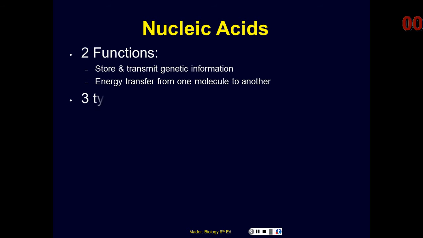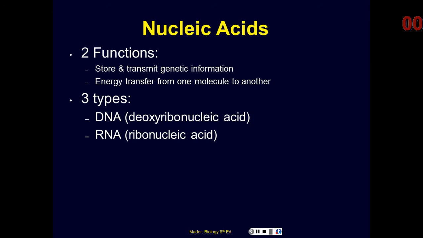We're talking about DNA, deoxyribonucleic acid, and RNA, ribonucleic acid. These are the two involved in storing and transmitting genetic information. And the third nucleic acid, ATP, or adenosine triphosphate, a very important energy molecule in your cells.